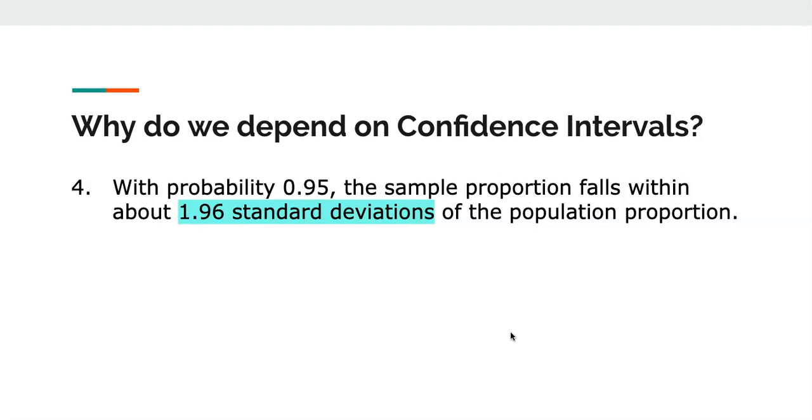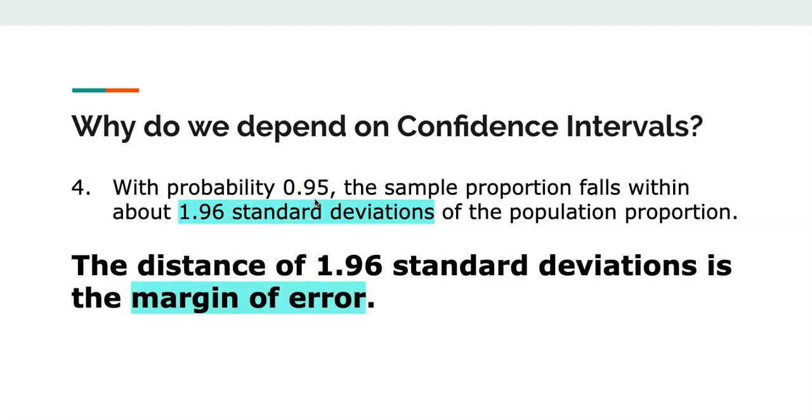If you round that up, that's going to be close to 2, and to the negative side, that will be -2. But like we said, 95% is pretty standard for a confidence interval. So it's probably good to memorize that 1.96 is the number of standard deviations that we will use pretty often to construct a 95% confidence interval. The distance of 1.96 standard deviations is called the margin of error.